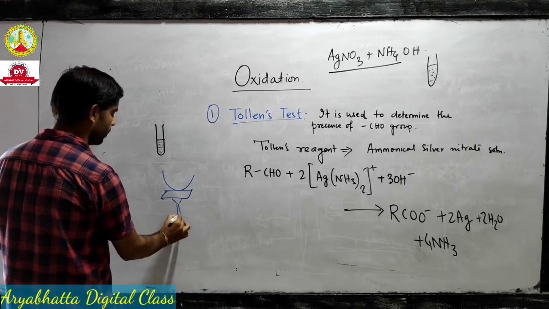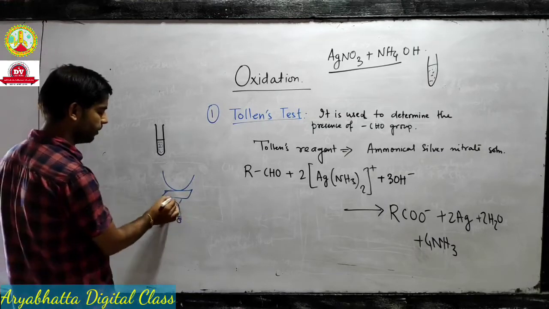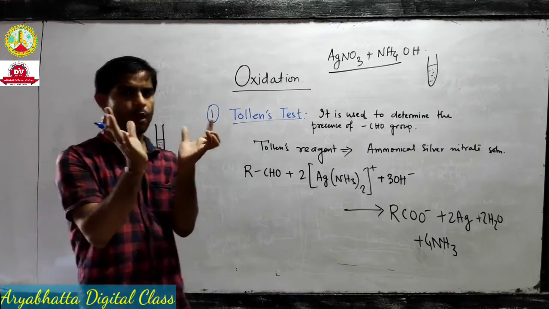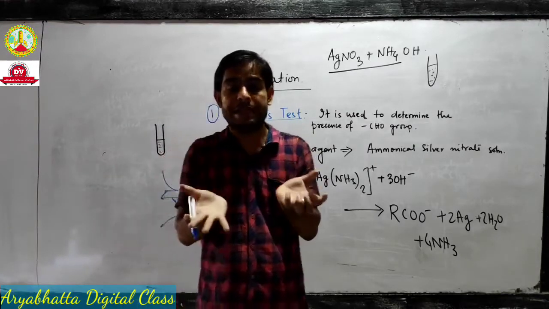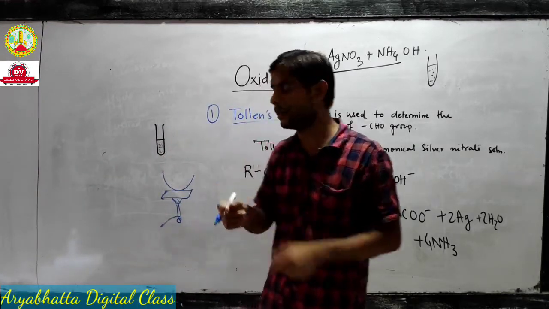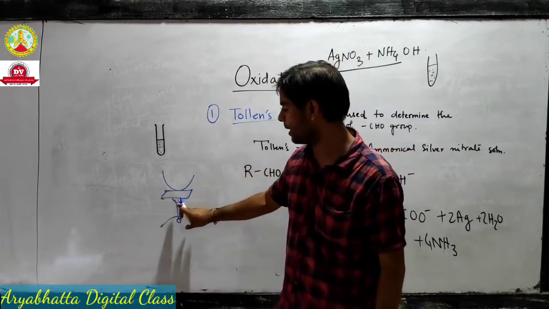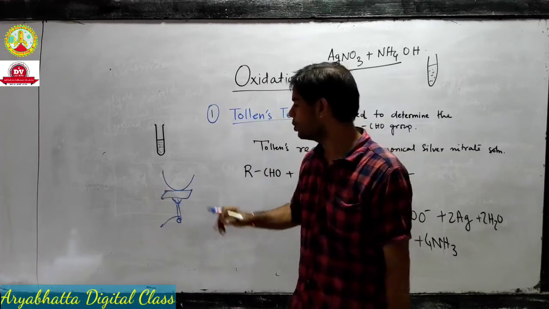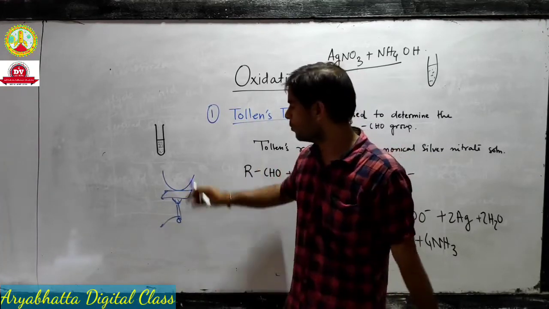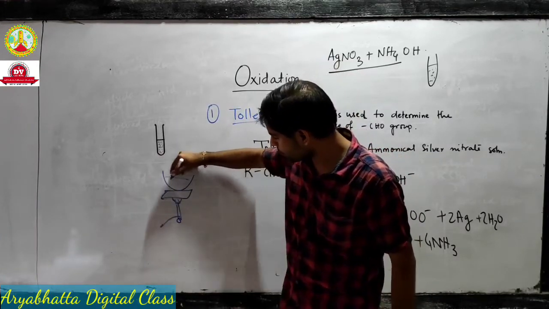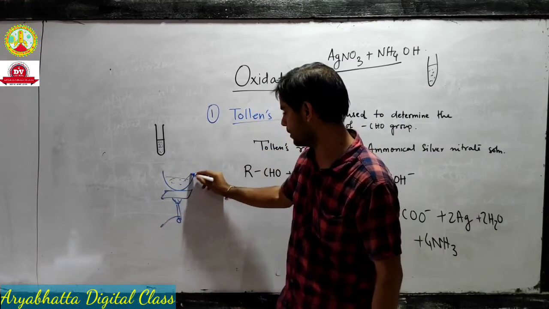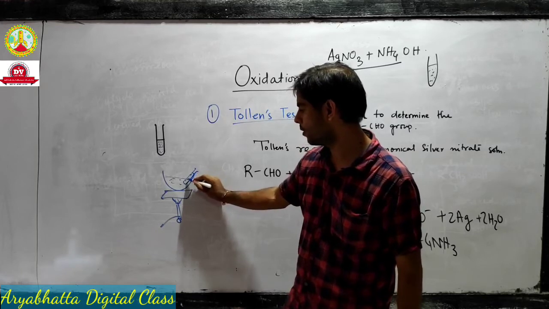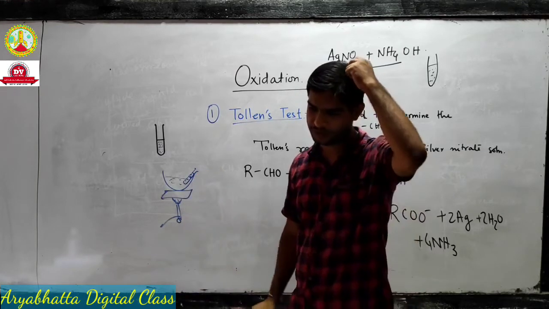This is a Bunsen flame. So we take a water bath. A water bath is like a bowl filled with water, and we heat the water. We don't heat the test tube directly on the flame, because it will boil and spill out. Instead, we keep the test tube dipped in the water bath like this, and it will be heated.